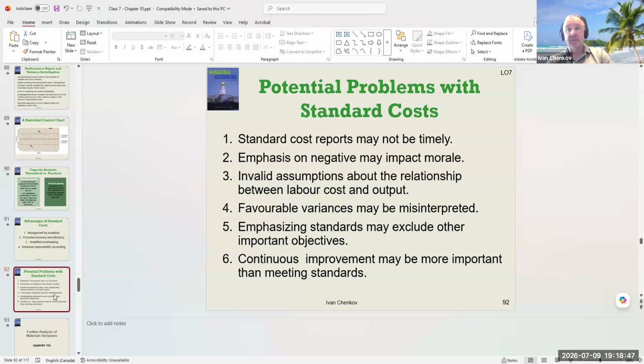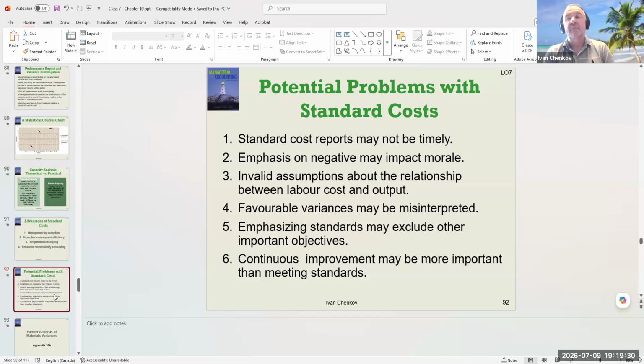For the potential problems with standard costing, it's going to take time for the standard costing reports to be prepared. We can focus too much on the negative, and that can destroy the morale in the company. If we make some invalid or incorrect assumptions, we may lose the idea of the variances. So for that reason, we have to be very careful with the assumptions. That's why I told you, don't make assumptions. Identify questions, look for the answers, then make decisions.